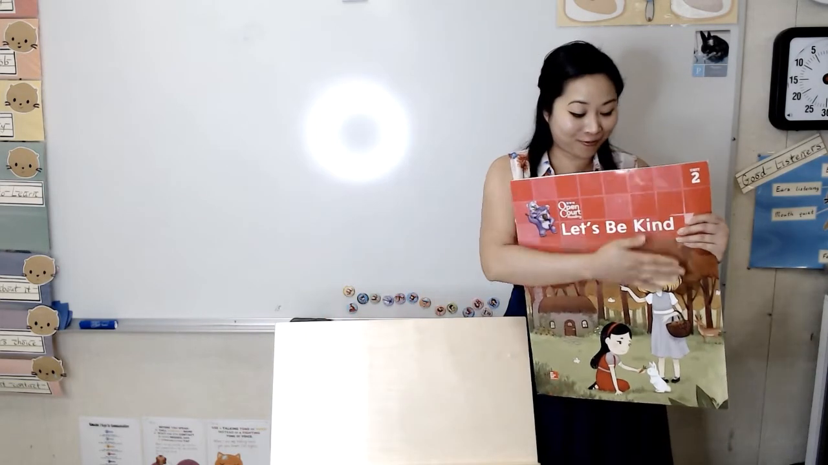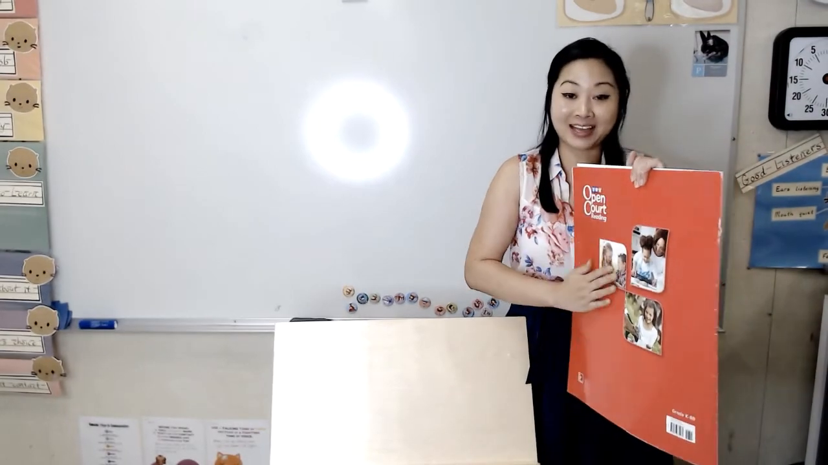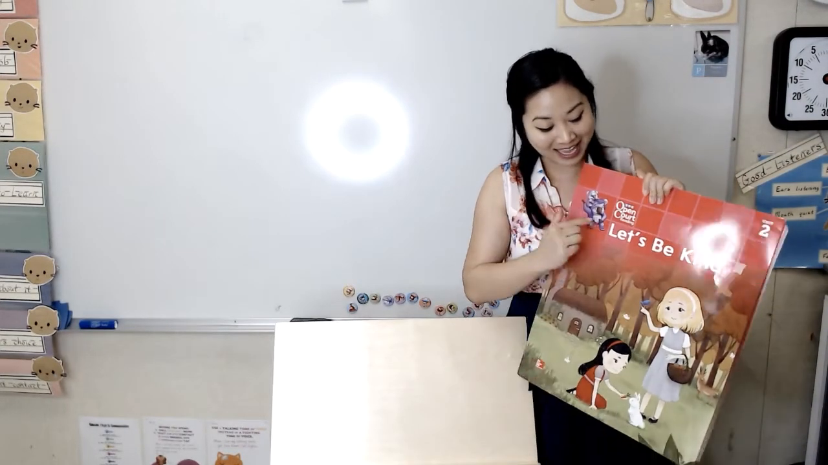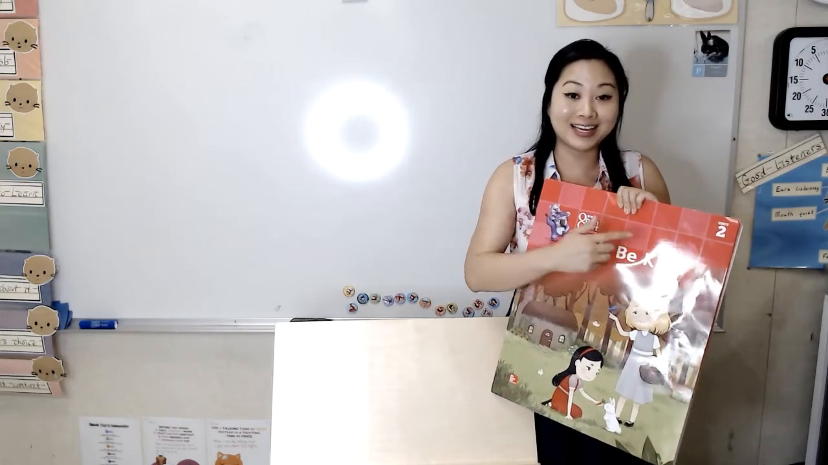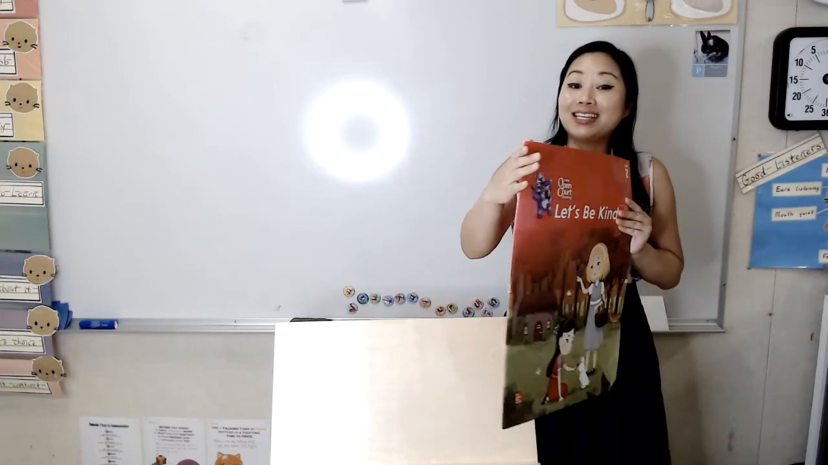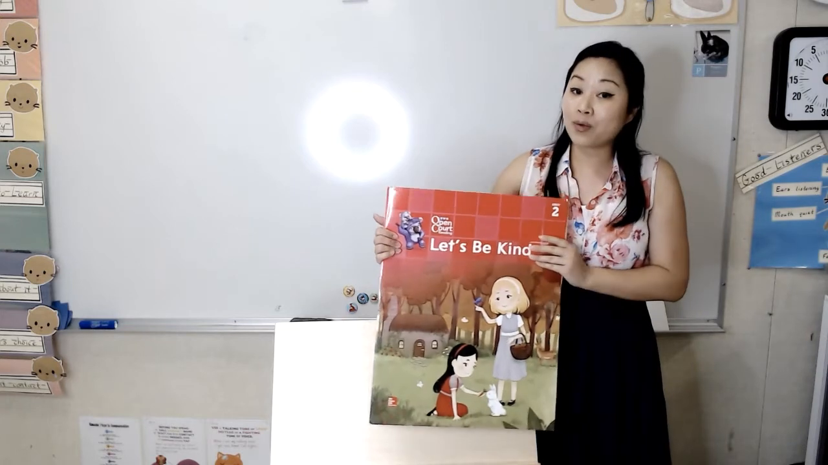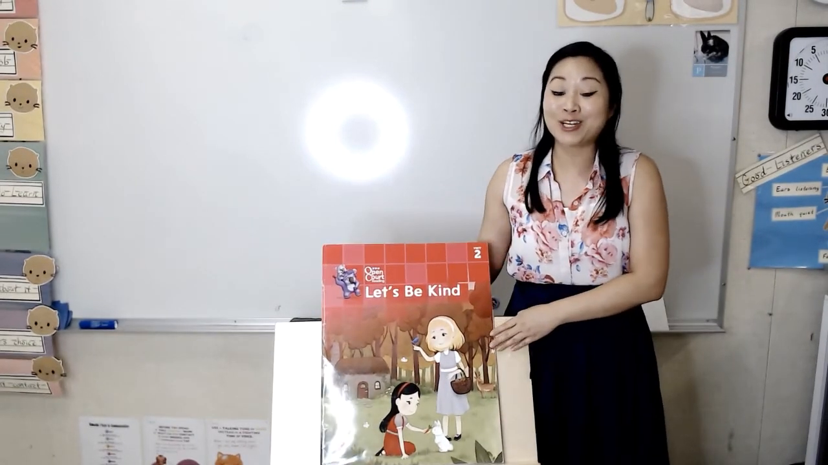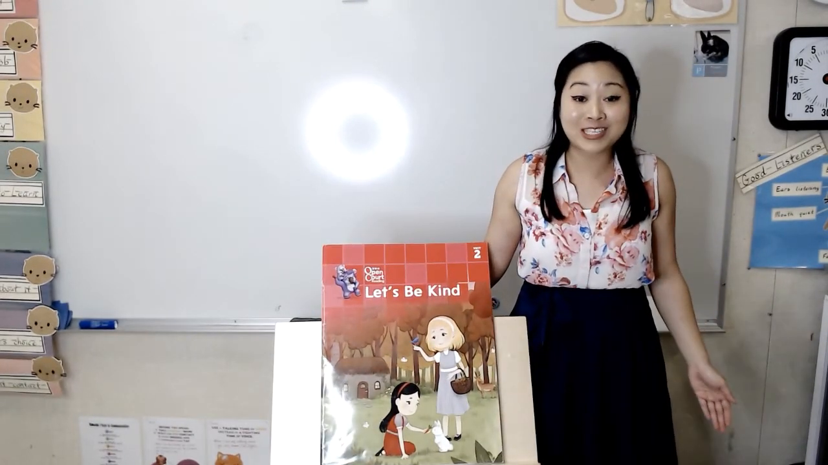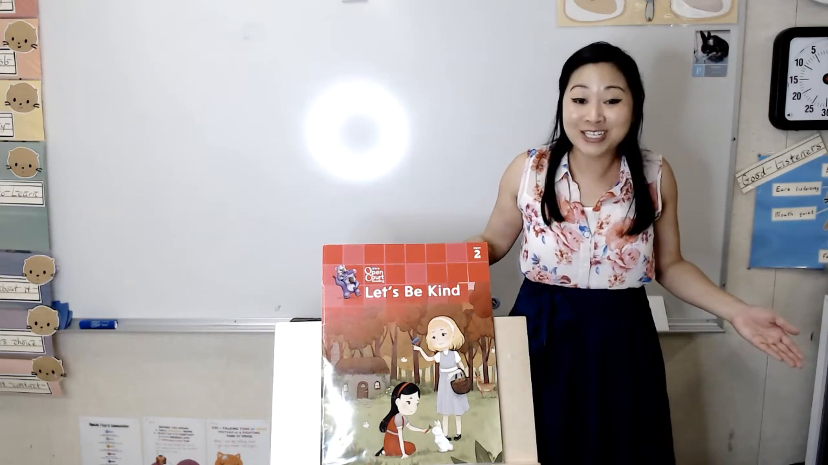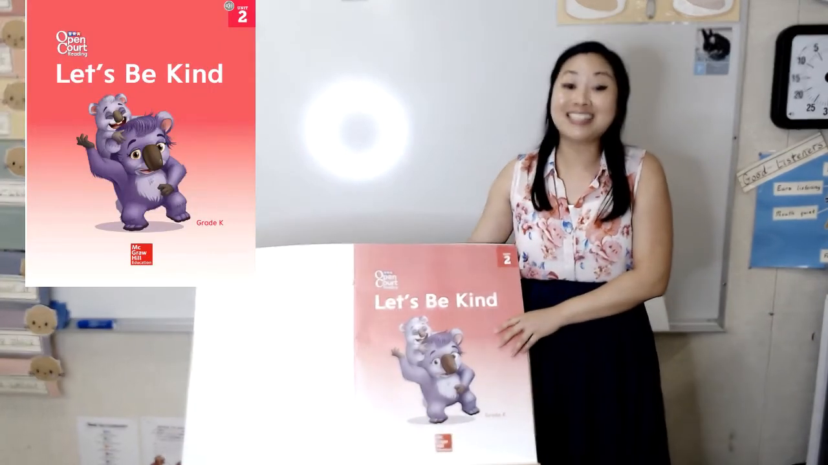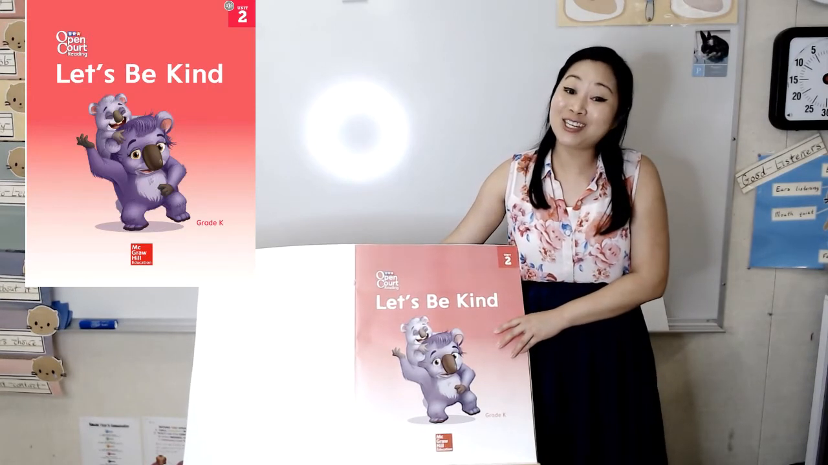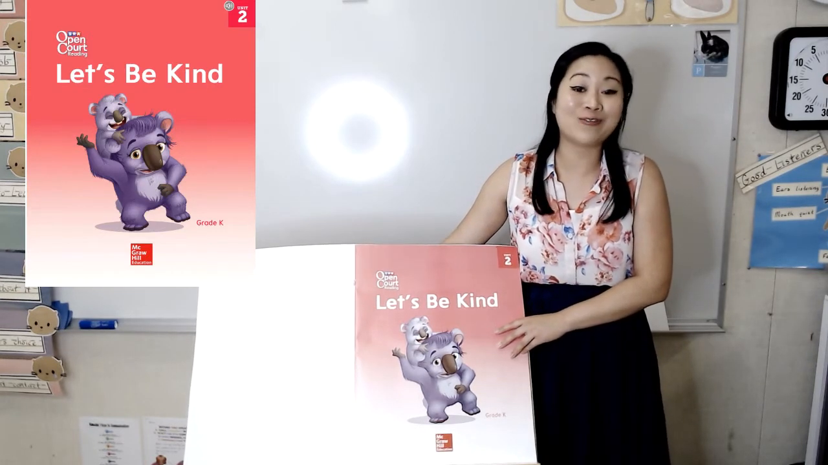This is the front cover, the back cover, and the title. The title of this book is Let's Be Kind. And this is the spine. Now remember, this big book is special because it doesn't just have one story. It has a whole bunch of stories. And when I open it up, I see the title page. That's just to remind you of the title in case you forgot.